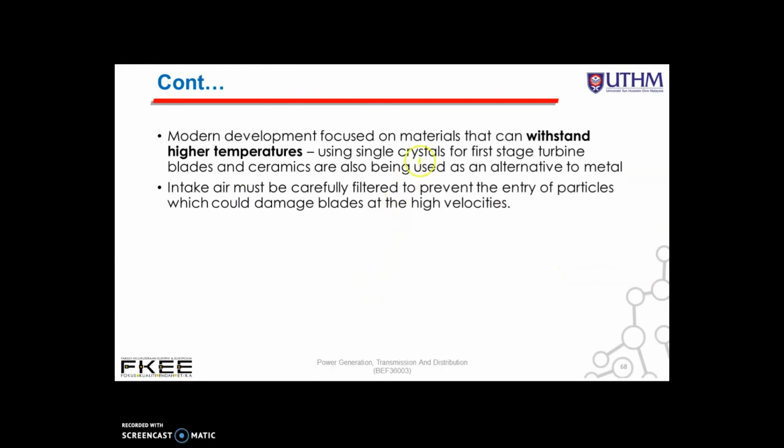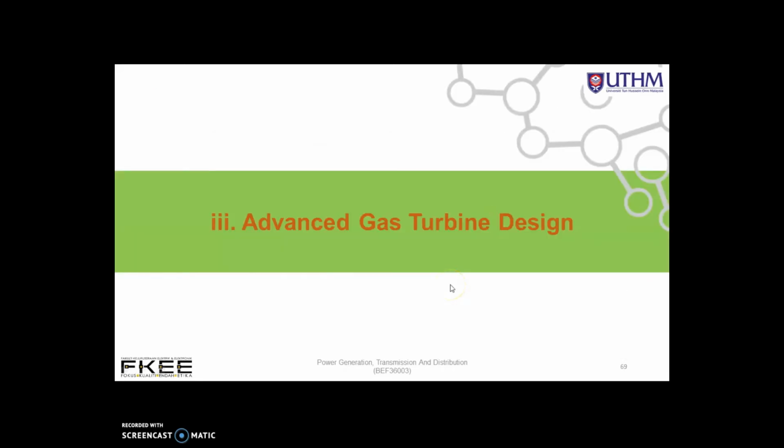Modern development focuses on materials that can withstand high temperatures. So using single crystal for first stage turbine blades, and ceramics are also being used as an alternative to metal. For the first stage, they use the single crystal or the ceramics to withstand the higher temperatures. Intake air must be carefully filtered to prevent the entry of particles which could damage the blades at the high velocity. Next is the advanced gas turbine design.